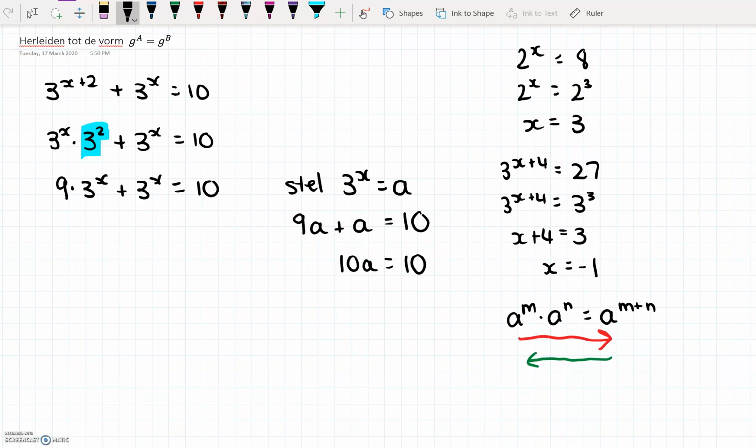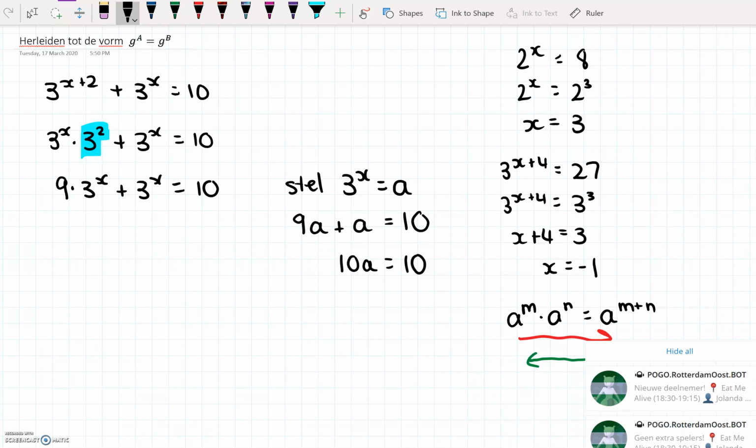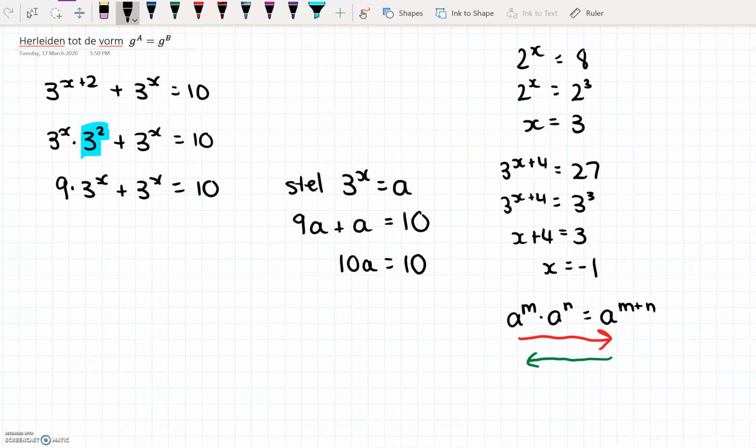But you should now be able to see that if you have 9 times 3 to the power of x plus 3 to the power of x, we actually have 10 times 3 to the power of x is equal to 10. Okay, this is now much easier to work with because now we have a 10 on both sides. We can divide both sides by 10. So we now get 3 to the power of x is equal to 1.